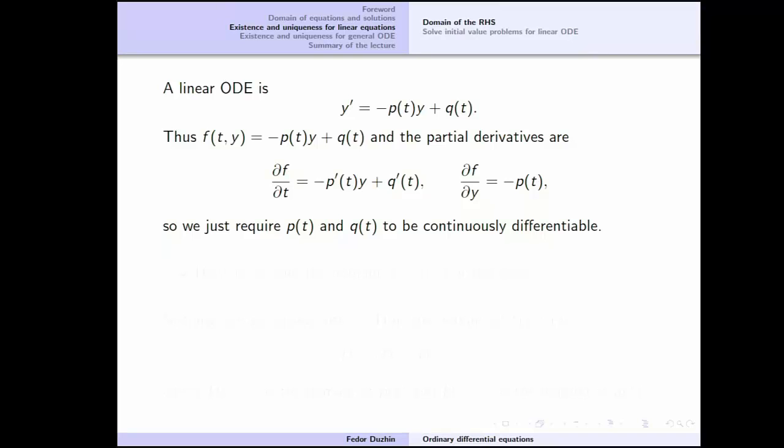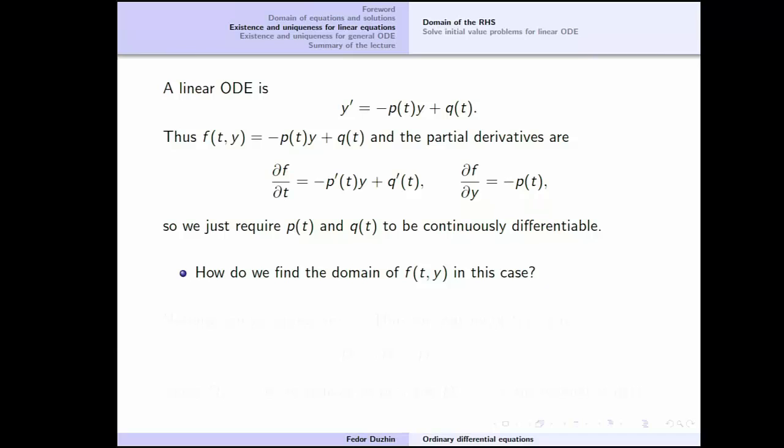So let's begin with linear differential equations. Recall that the linear differential equation looks like this. Let's see if the right hand side is indeed continuously differentiable. So let's compute df/dt and df/dy. Now, in order for these two functions to be continuous, we just need to make sure that p prime and q prime are continuous, which means that p and q have to be continuously differentiable. Alright, so from now on, let's assume that the coefficients of the linear equation are continuously differentiable functions of t. Right?